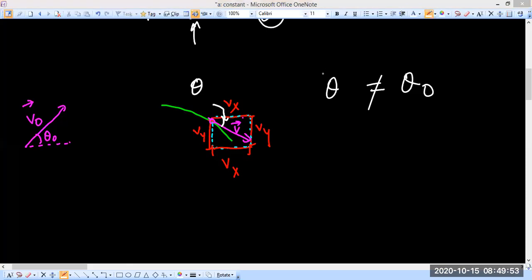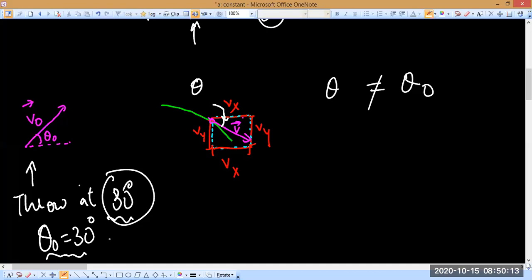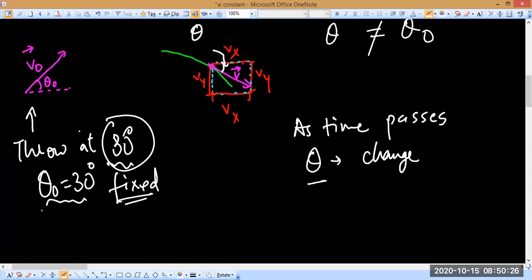So gradually the angle will change, but yes, see, suppose you throw it at 30 degree. Let's say we throw it at 30 degree. So once you throw, this is fixed, right? You cannot go back in your history and erase it, right? If you throw it at 30 degree, then theta 0, its value becomes fixed. That you can't change. But yes, gradually as time passes, the value of theta will change. I hope you are not getting confused between theta and theta 0. They are two different things, right? They're not the same.